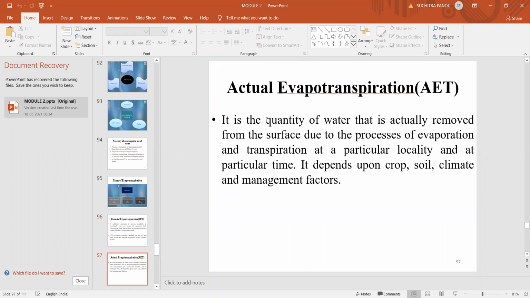Next is the actual evapotranspiration. It is the quantity of water that is actually removed from the surface due to the process of evaporation and transpiration at a particular locality and at a particular time. It is nothing but the actual quantity of water consumed by the plants, and also the evaporation from the soil surface, and it is called the actual evapotranspiration.